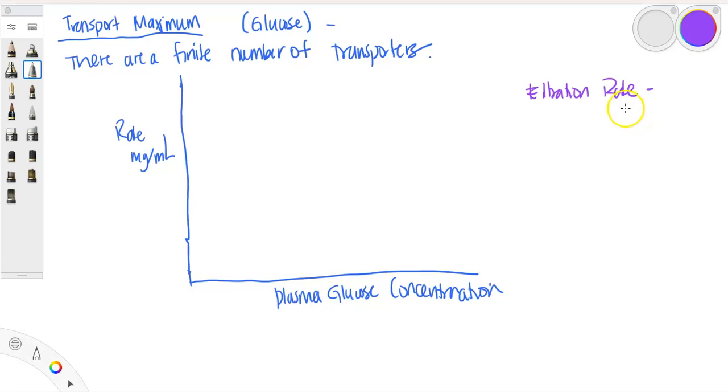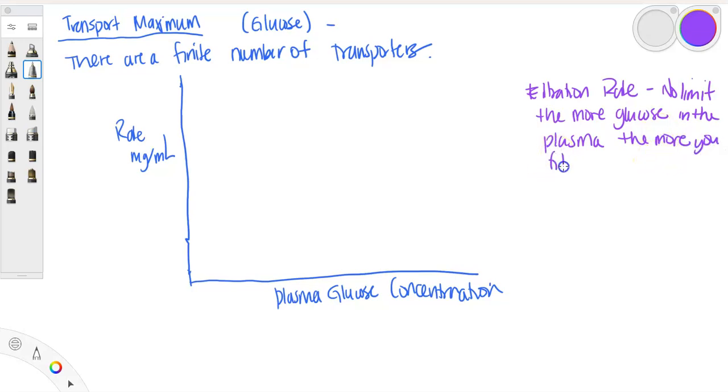So is there a limit to filtration? No. There is no limit. Whatever's in there when it goes through the glomerulus is going to be filtered out, as long as it'll fit through the fenestrations. So the more glucose in the plasma, so in the blood, the more you filter out. So this is filtration rate. Okay, so filtration rate doesn't change. There's no limit. So it goes up.